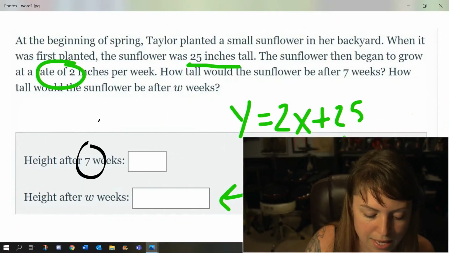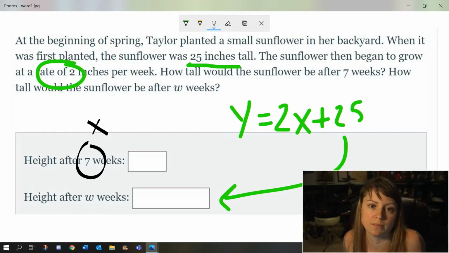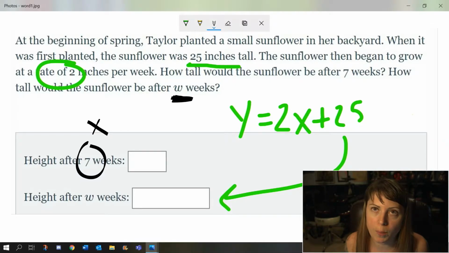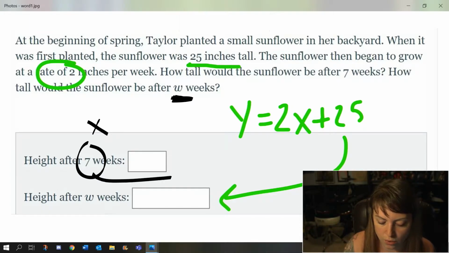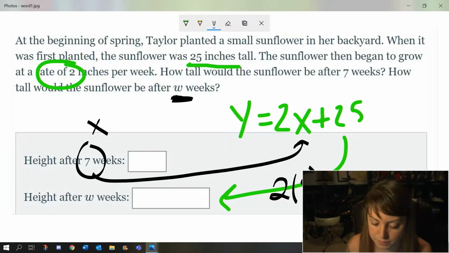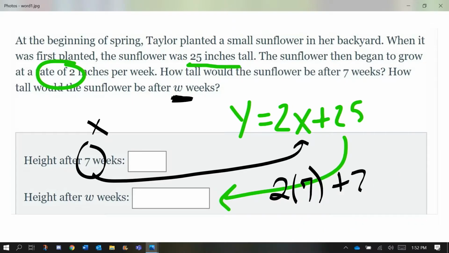Okay, well, the last part we have to do is just what was it after 7 weeks? Well, in that case, all we do is take 7. 7 is our x value. That's what's changing every single week. And really, the word problem says to use W. I used X. It means the same thing. If we're doing it on the computer, it might want you to say W, but it means the same thing. So all I need to know is 7. So if I go, okay, well, 2 inches for 7 weeks, that's going to be 14.